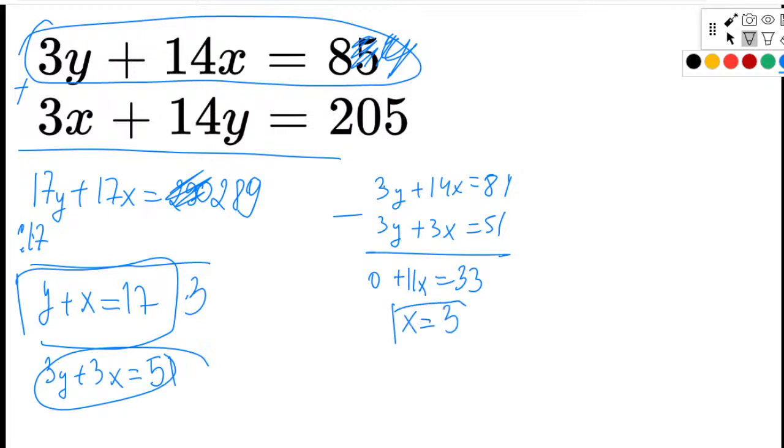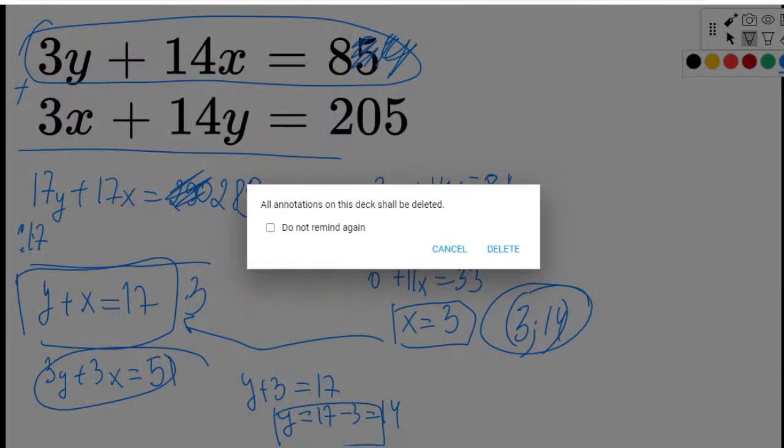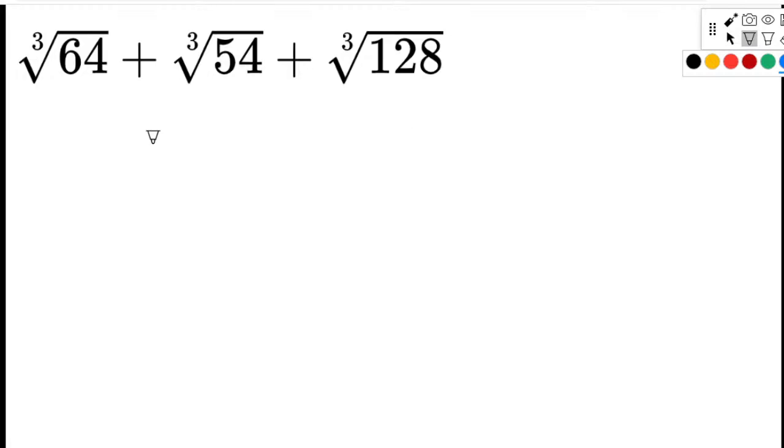So we found it. And let's put it here. So y plus 3 equals to 17, y equals to 17 minus 3, and this equals to 14. Yeah, so the answer would be 3 and 14. Again, we get the pi number. Let's go to the next, cubic roots.